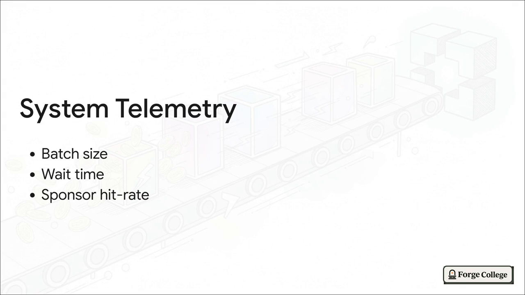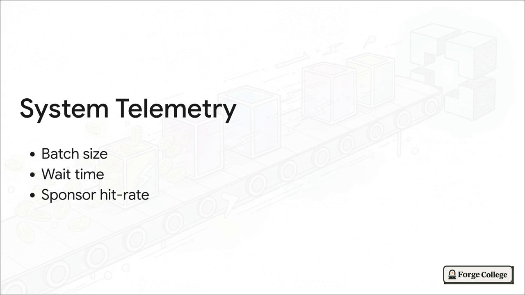You need to watch your batch size distribution. Are your buses running half empty? You must track the average gas per user operation both inside and outside of batches. You need an absolute hawk's eye on average wait time, because if latency spikes, impatient users will just abandon your decentralized app. You monitor your sponsorship hit rate, and finally, your paymaster reimbursement lag. If the paymaster is slow to reimburse, the bundler might actually have to start kicking sponsored passengers off the bus just to stay solvent.